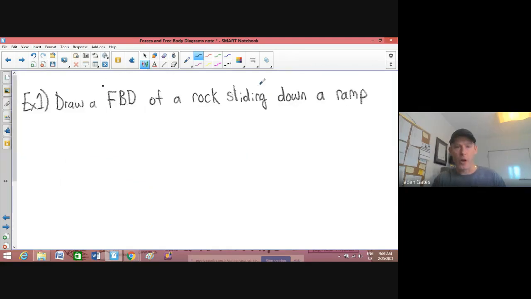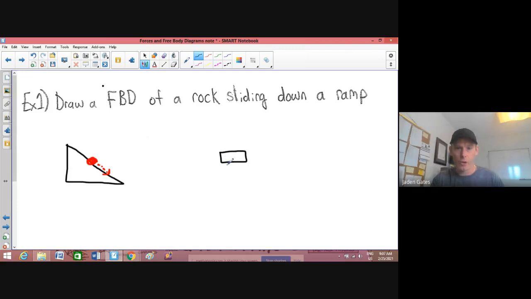All right, now let's see here. Draw a free body diagram of a rock sliding down a ramp. So again, I'm going to draw the situation first, and then I will draw a free body diagram. So here's our situation. We've got some kind of a ramp. Here's our ball. Now it's sliding down the ramp. I don't know how to draw that. All right, so I want to draw a free body diagram of that. Again, here's my ball.